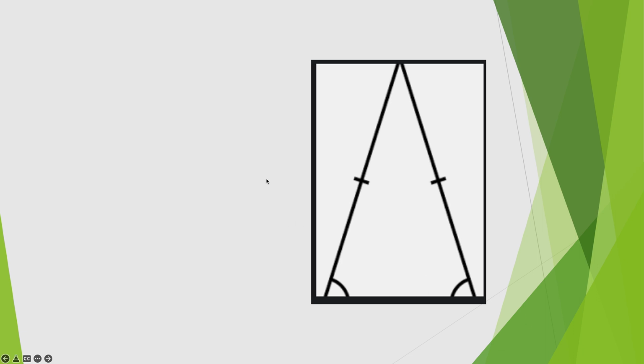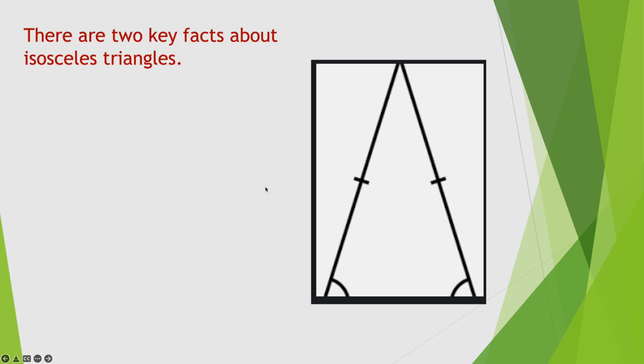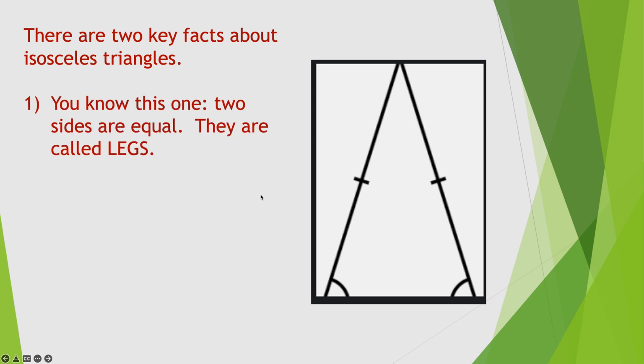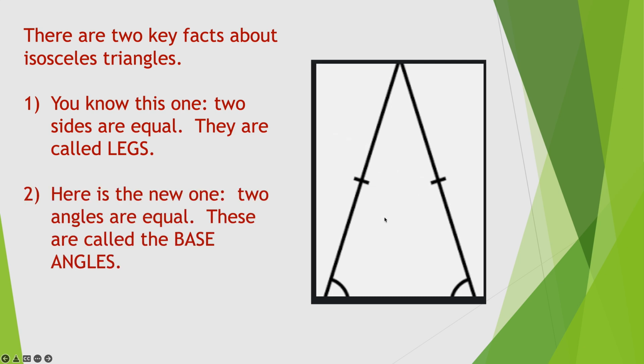There are two key facts that we have going on here. The first key fact is that two sides are equal. We've talked about that a lot, and that's what these hash marks here mean. These two sides are called legs. Here's the new one. Two angles are also equal. If the two legs are equal, two angles are equal. It's the angles that are across from the legs. These are called the base angles.